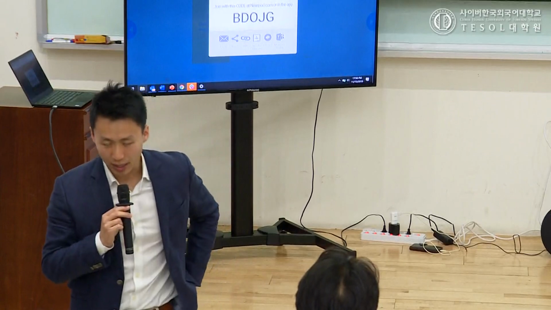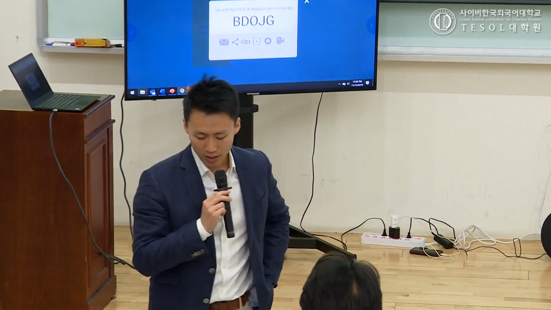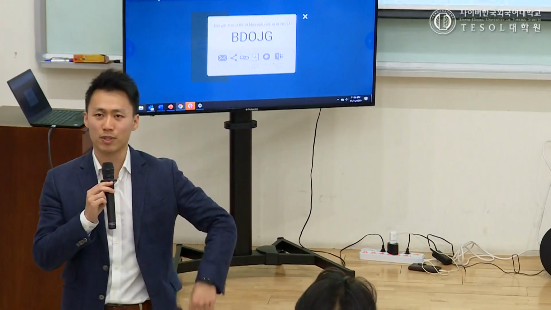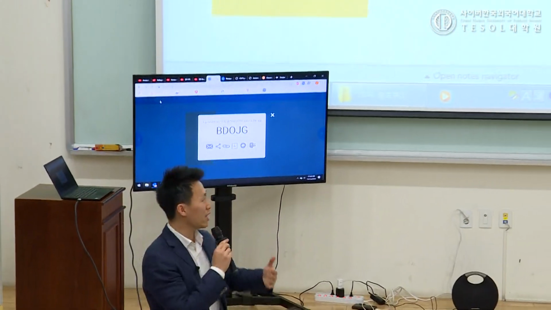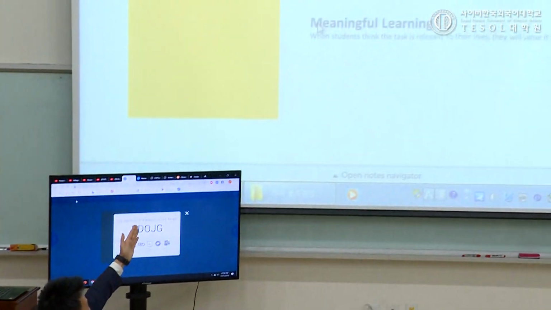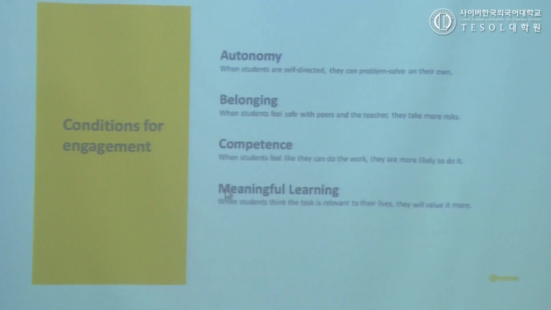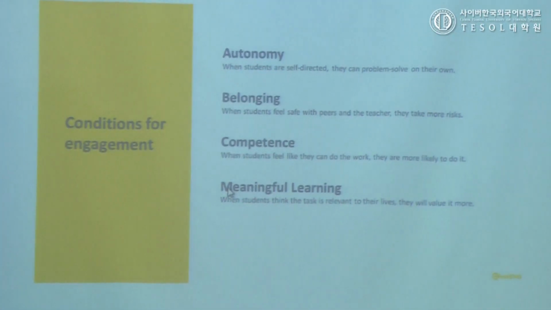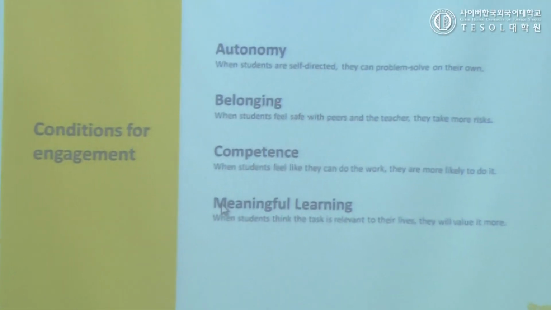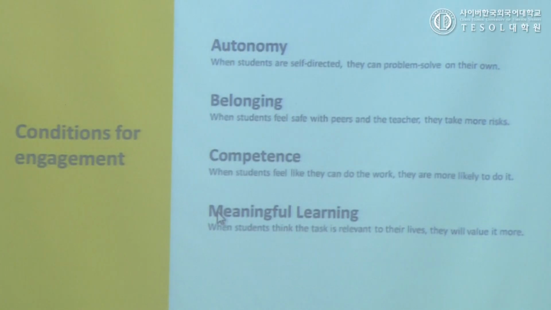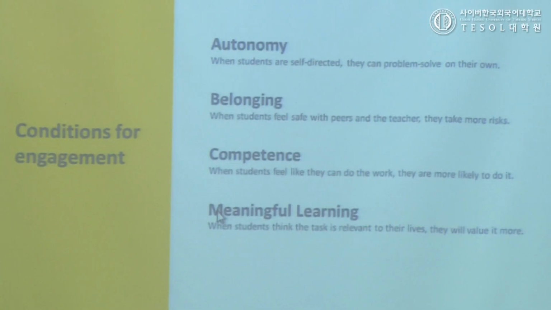This is me compiling some research. These are the conditions for student engagement. So basically the idea is if you build these 4 pieces into your lesson, you will create a very good environment for students to learn language and be excited and passionate about that language. So autonomy, that just means that students have some choice. Belonging, that means that students feel safe, especially when they're learning to speak English.